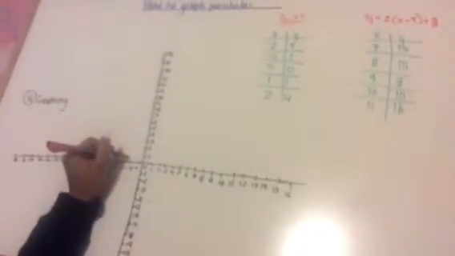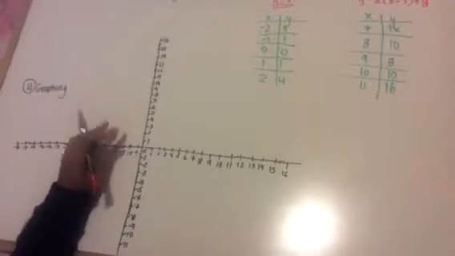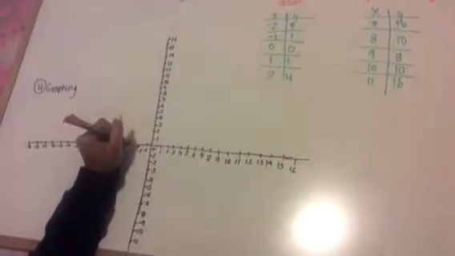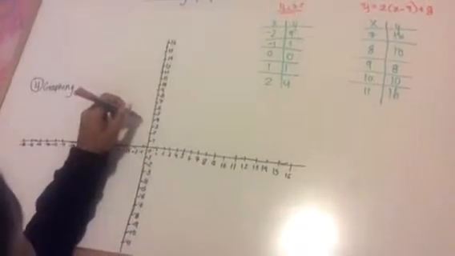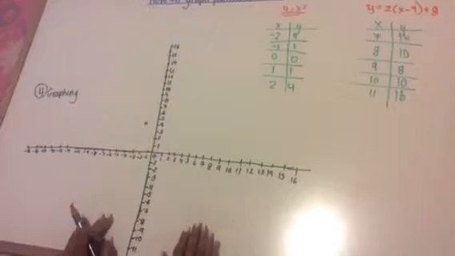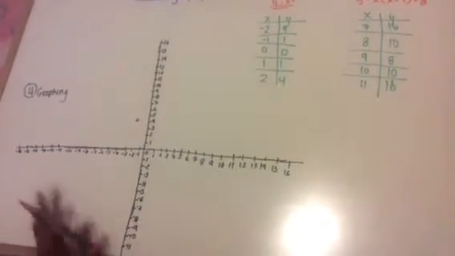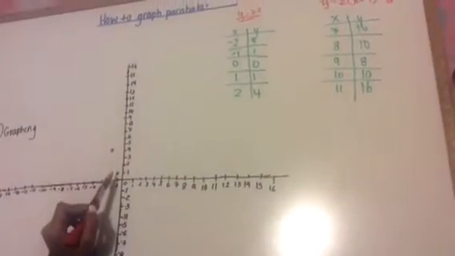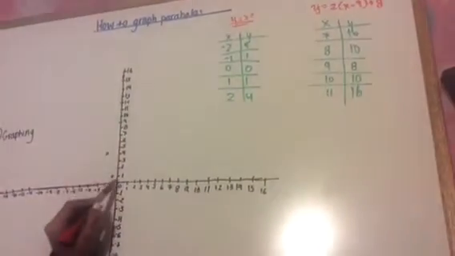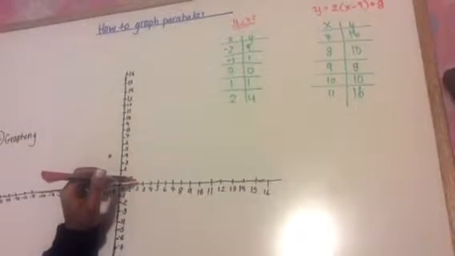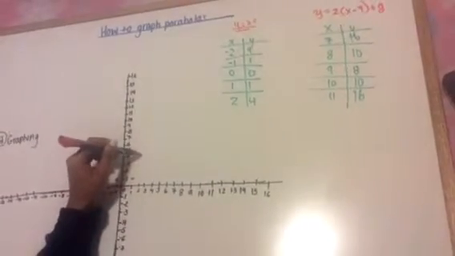So the x value is -2, and the y value is 4. So the point is going to be here. This graph is not actually lined properly, this is just an estimated guess. So -1 and 1, 0 and 0, 1 and 1, 2 and 4.